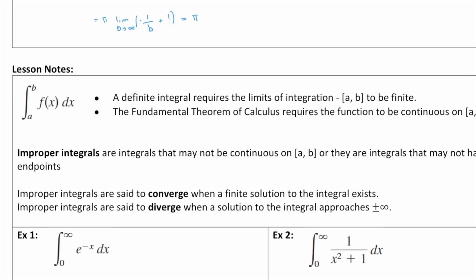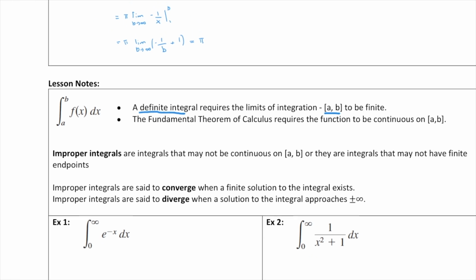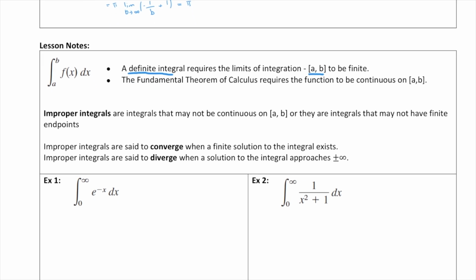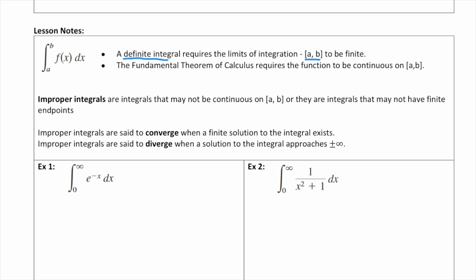So when we write a definite integral, we're required to have limits of integration. That would be a and b. They must be finite. In order for the fundamental theorem of calculus to work, we have to be continuous on that interval ab. But improper integrals are ones that may not be continuous on ab, or they're integrals that may not have finite endpoints. So an improper integral is said to converge when you have a finite solution, or that the integral exists, whereas an improper integral is said to diverge when your solution goes to plus or minus infinity.